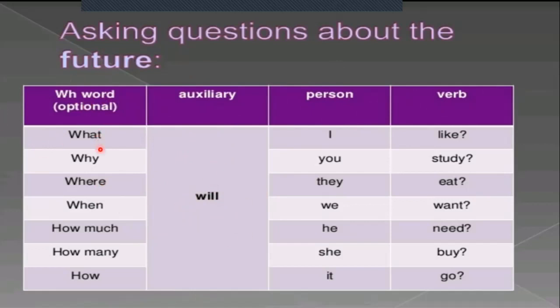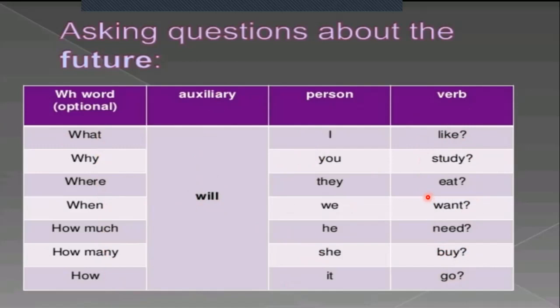WH word like what, why, where, when, how much, how many, how. Auxiliary verb here will be will. And subject. Will here we use it with a plural subject or with a singular subject. And we use the verb also in infinitive. This means that, my students, we use the verb in infinitive in the present simple tense and in the past tense and also in the future tense.